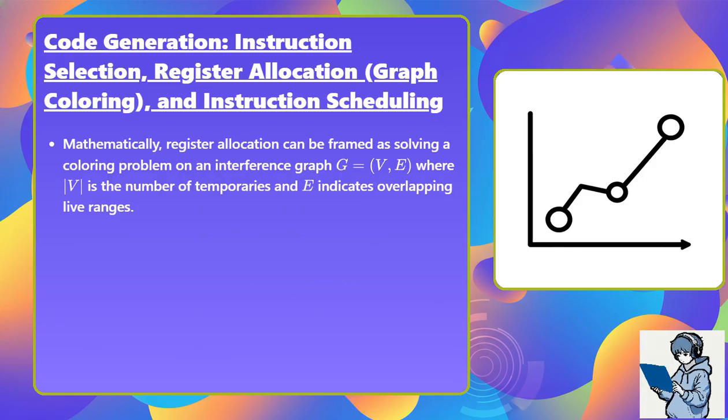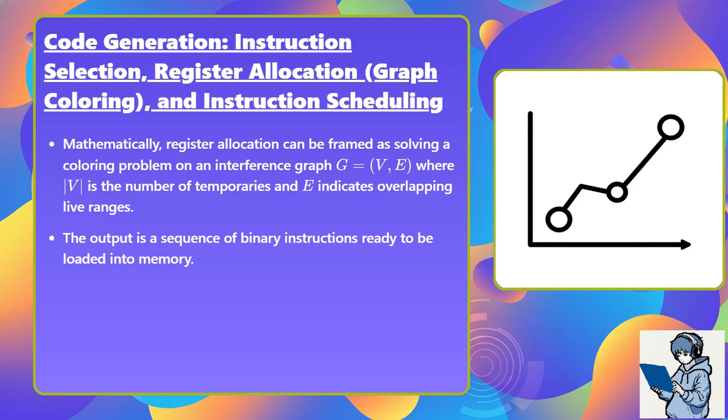Mathematically, register allocation can be framed as solving a coloring problem on an interference graph G equals (V, E), where the size of V is the number of temporaries, and E indicates overlapping live ranges. The output is a sequence of binary instructions ready to be loaded into memory.